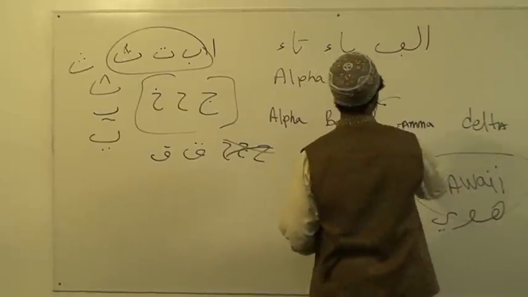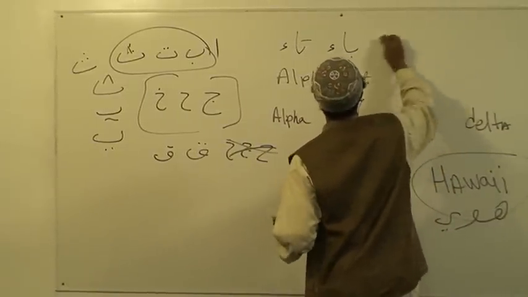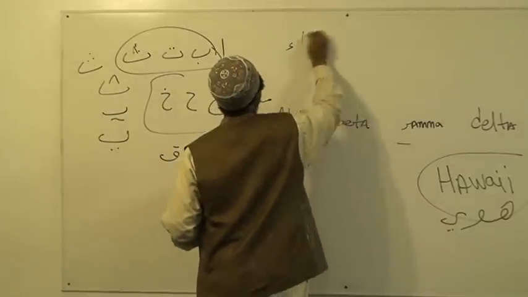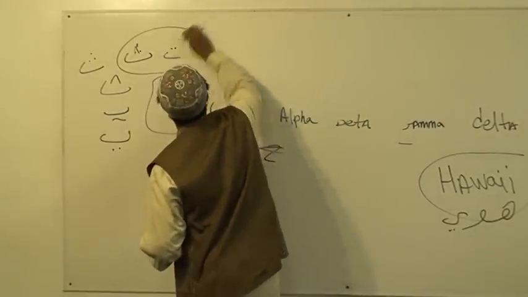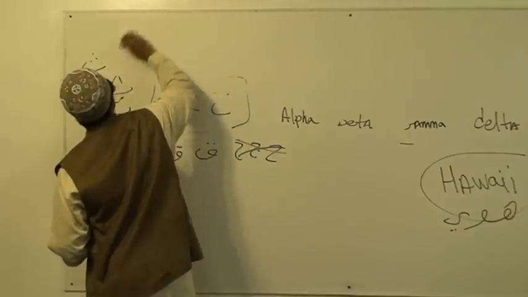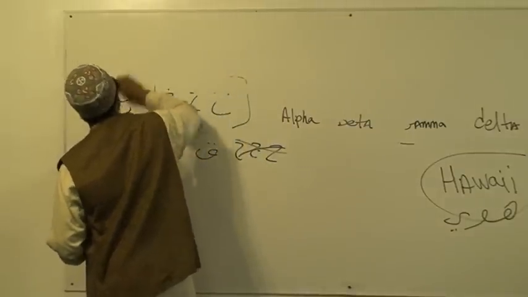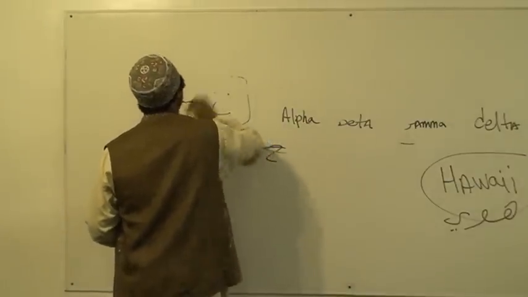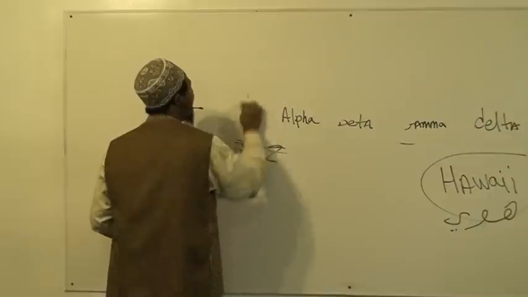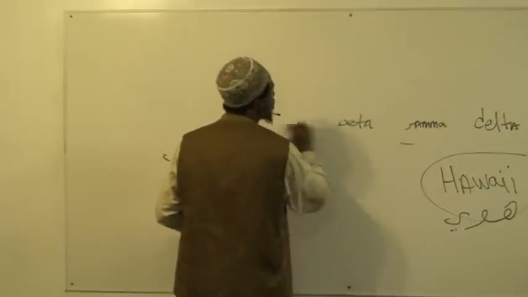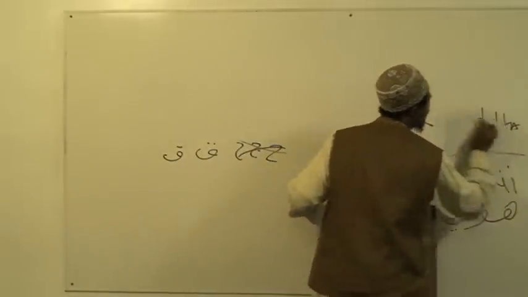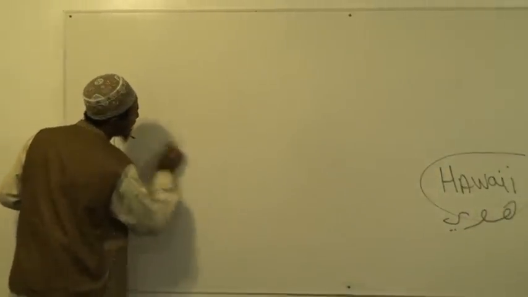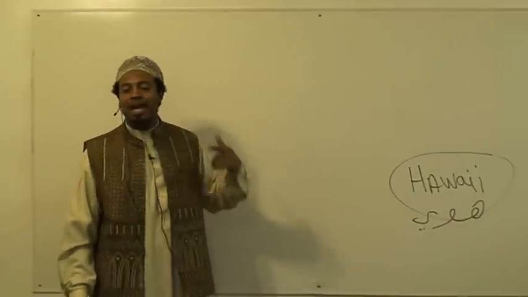While I'm erasing the board, recite to me the alphabet. No, the modern one. Thank you. Alifun, ba'un, ta'un, tha, jim, ha, kha, dal, dhal, ra, zay, sin, shin, sad, dad, ta, dha, ain, ghain, fa, qaf, kaf, lam, mim, nun, ha, wa, ya.